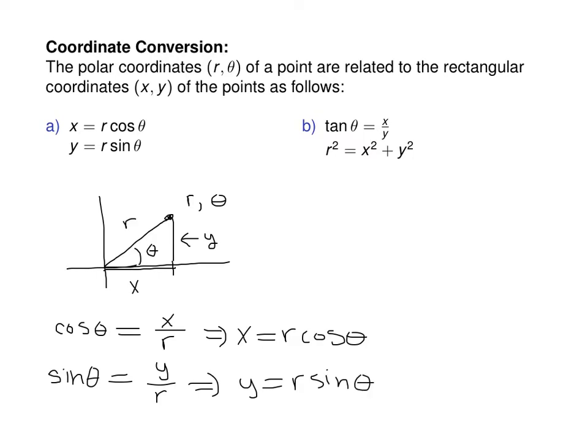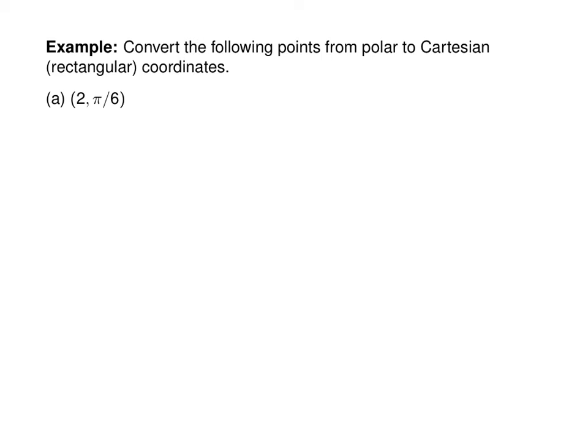So this would be used to go from polar into Cartesian. Now to go the other way, we have that tangent of theta is equal to y over x, which also comes from trigonometry, as we find an angle that satisfies this relationship. And using the Pythagorean theorem, you can see that r squared is equal to x squared plus y squared. So now that we understand these relationships, let's do some conversions. So let's convert (2, pi/6) into rectangular coordinates.